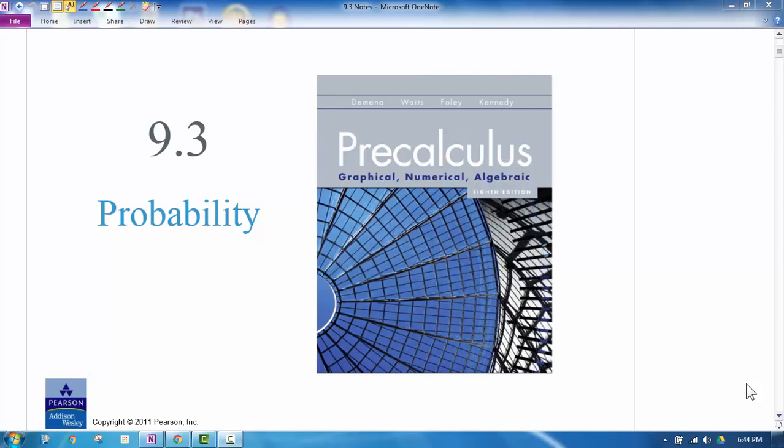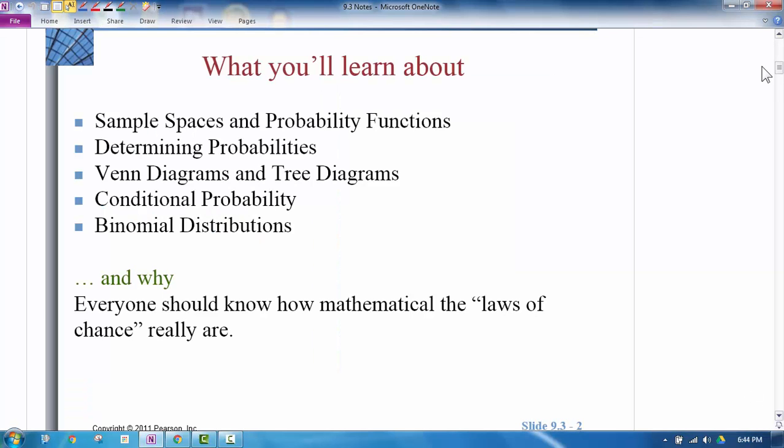Okay, section 9.3 is on probability. So what you're going to learn about is sample spaces and probability functions. We'll determine probabilities, and we'll use Venn diagrams and tree diagrams to do it. And we'll talk about conditional probability and binomial distributions. Obviously, everyone should know a little bit about probability.